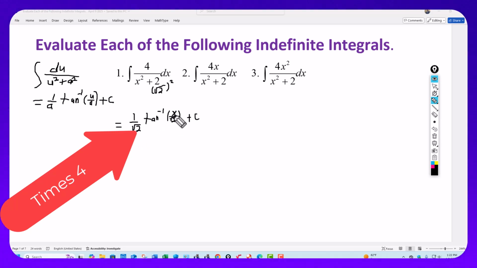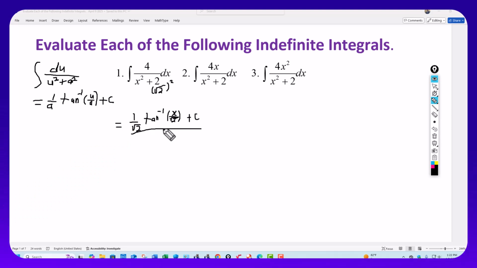Same thing over here. We have x over radical 2. You can multiply numerator and denominator by radical 2 to rationalize it. I'll let you take it from there. But this is basically the answer.